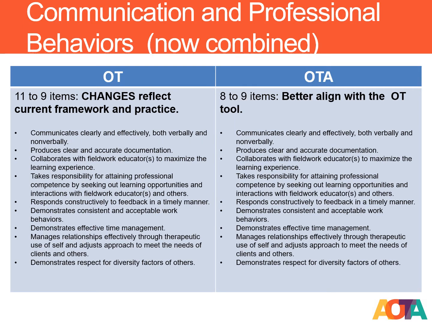The final section combines what were previously 2 separate categories on the 2002 tools, those of communication and professional behaviors. They are now combined into one category. In the case of the occupational therapy students assessment, there was an overall reduction from 11 to 9 items. The language used in the new items again reflects the current framework and practice. In the case of the occupational therapy assistant tool, there was an increase from 8 to 9 total items, and you will notice better alignment with the occupational therapy students tool in the items in this section.